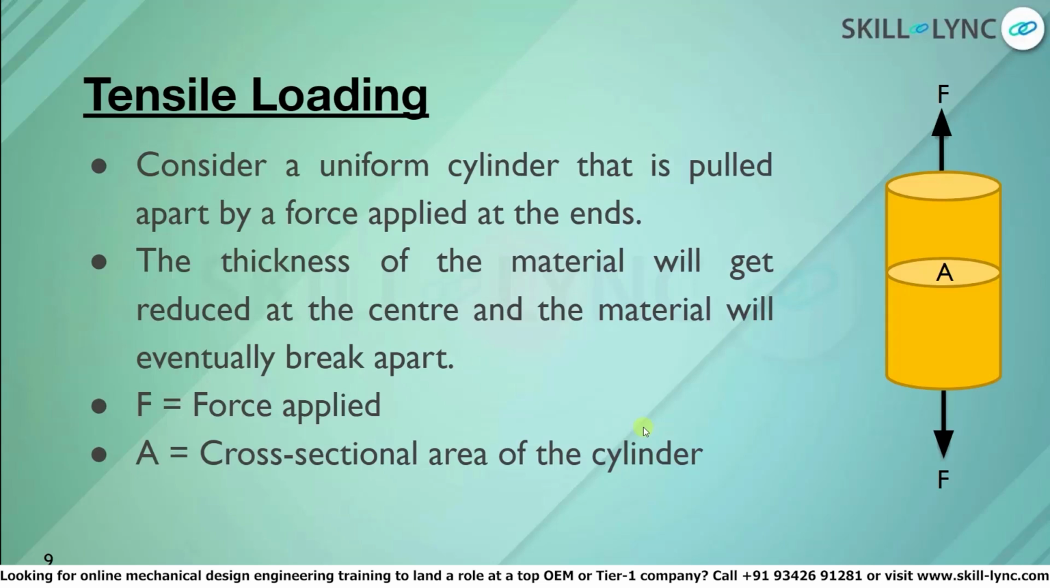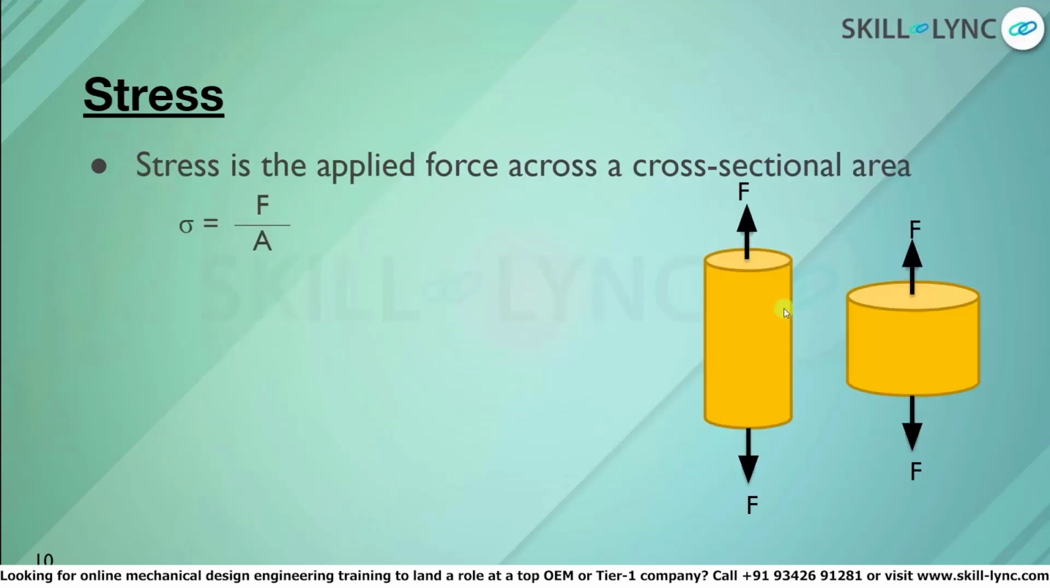To understand simple stresses, one of the simplest types of loads that can be applied on an object is tensile loading. Let's consider a uniform cylinder that is pulled apart by a force applied on either end. The thickness of the cylinder will get reduced at the center and the material will eventually break apart. The force that is applied on the cylinder is F, depicted in kilonewtons, and A is the cross-sectional area. Stress, which is sigma, is equal to F divided by the cross-sectional area A.